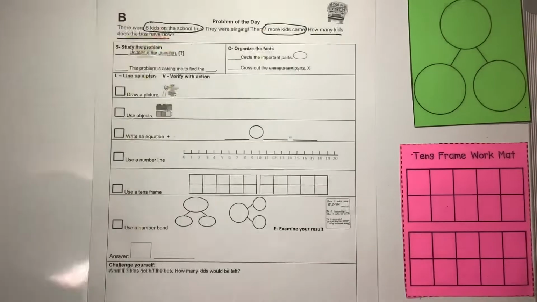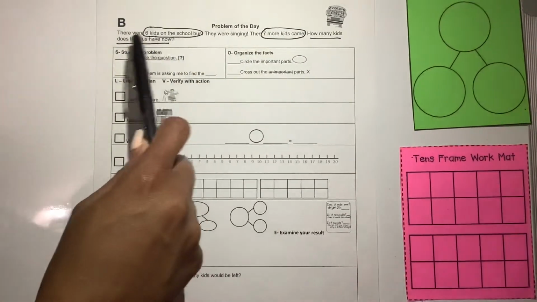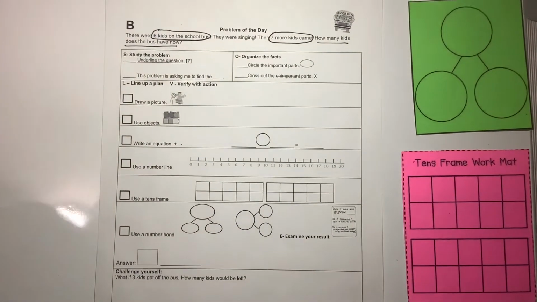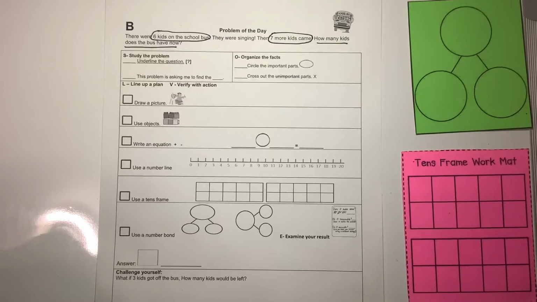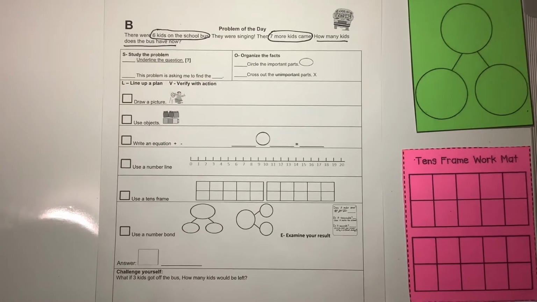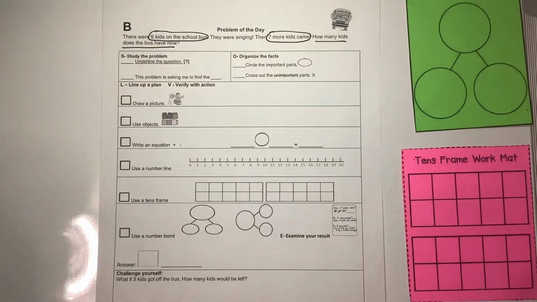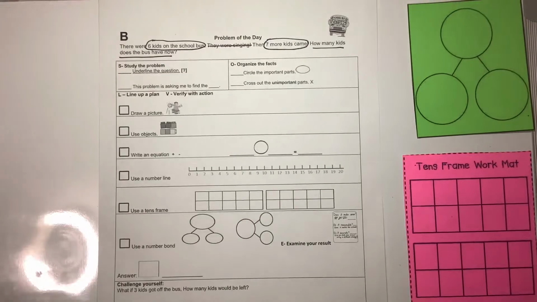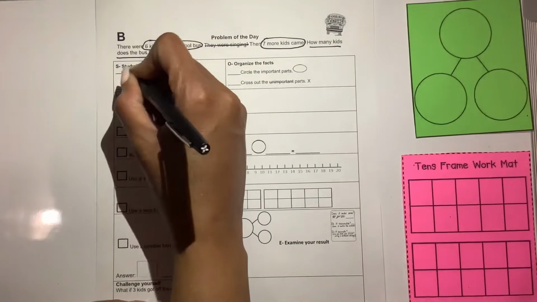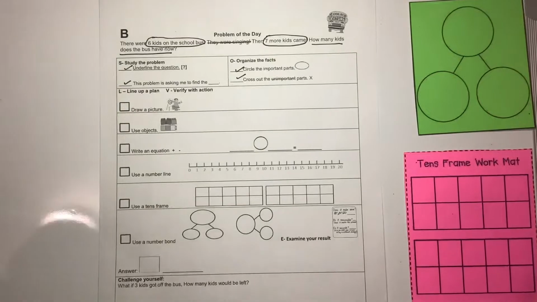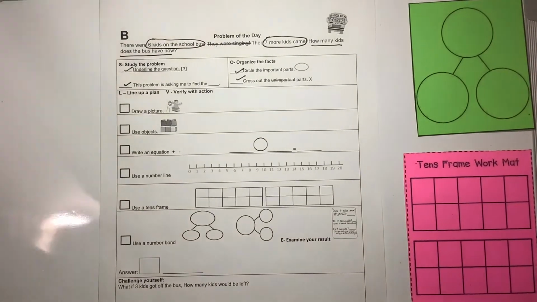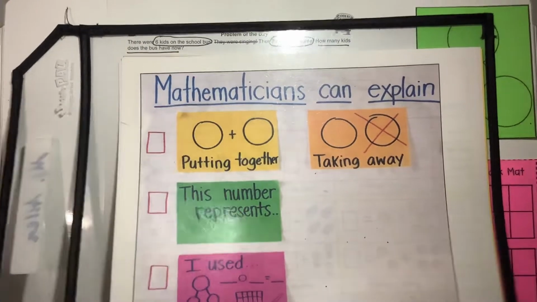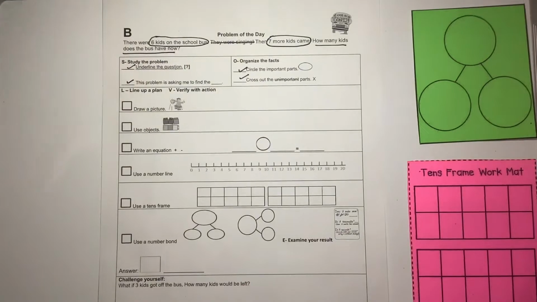So let's begin. I already underlined the question, and the question was, how many kids does the bus have now? And I circled the important parts. So there were 6 kids on the school bus and 7 more kids came. We're going to cross out the unimportant parts. We do not need to know that kids were singing because that's not going to help us solve our problem. So we check, check, check, and check. Now the plan. It is a putting together problem because 7 more kids came on the bus.